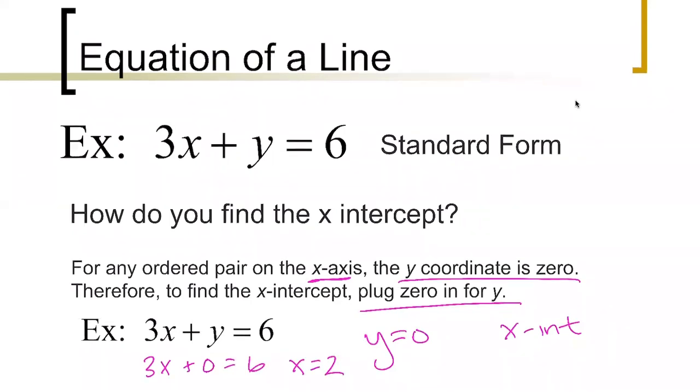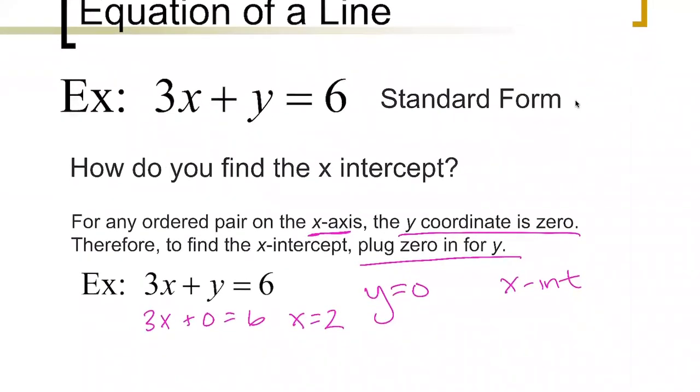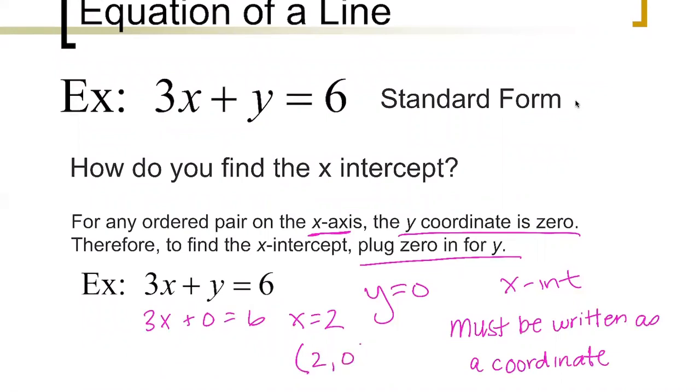Now, when you are finding intercepts, it always must be written as a coordinate. So if we were to write this, this has to be written as 2, 0. You cannot say that the x-intercept is 2. I want you to write it as a coordinate.